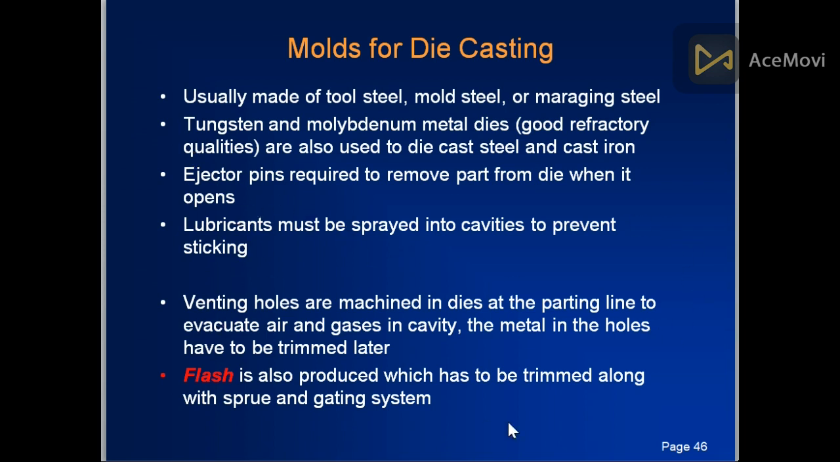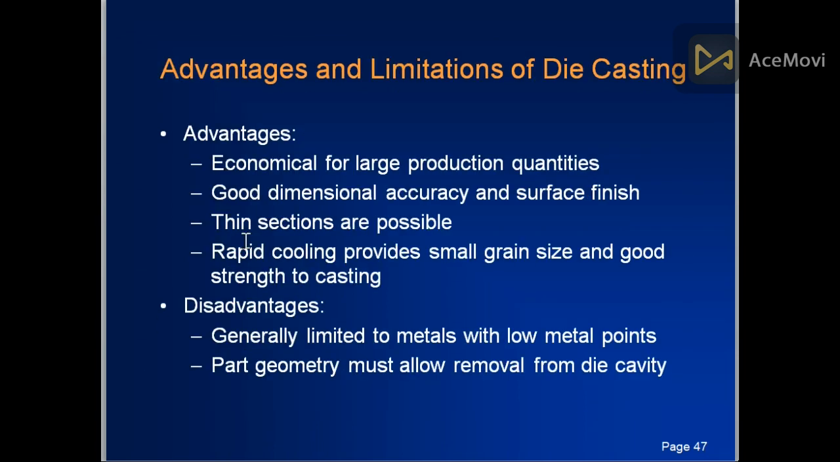Lubricants must be sprayed in the cavity to prevent sticking. Venting holes are produced in the dies. Flash is also produced, which is trimmed after this process. Advantages and limitations of die casting: advantages are good for large production, good dimensional accuracy, thin sections are also possible, and rapid cooling. Disadvantages are that it is limited to metals with low melting points, and part geometry must allow removal from the die cavity.